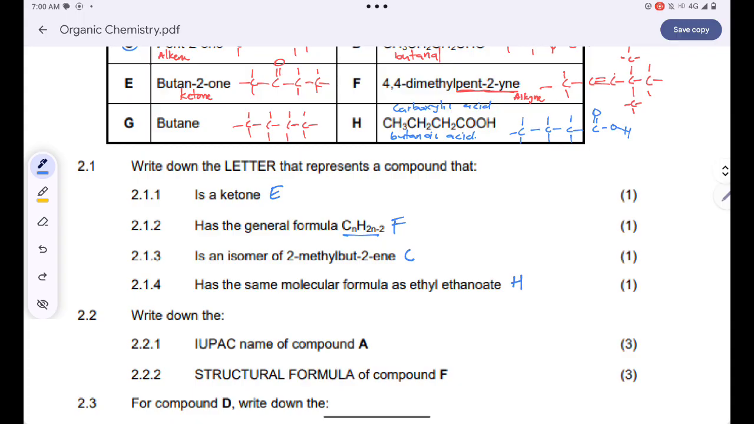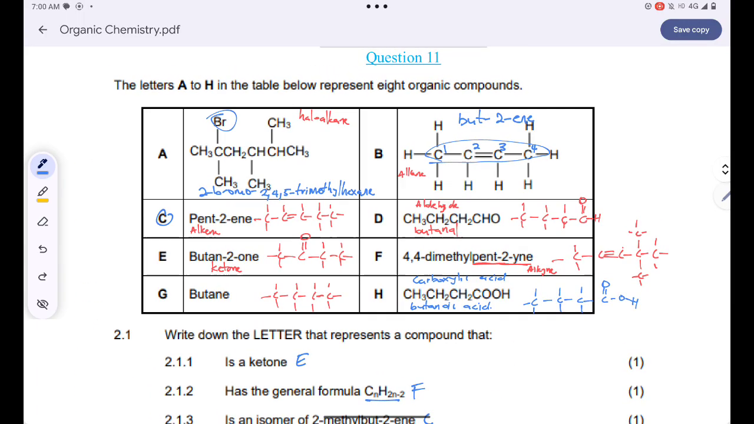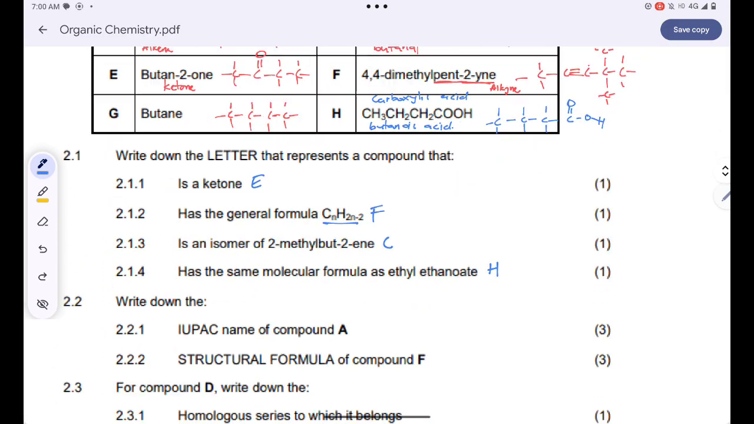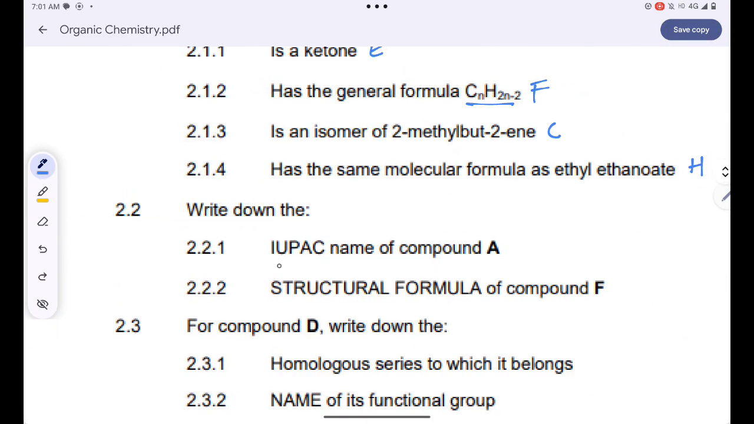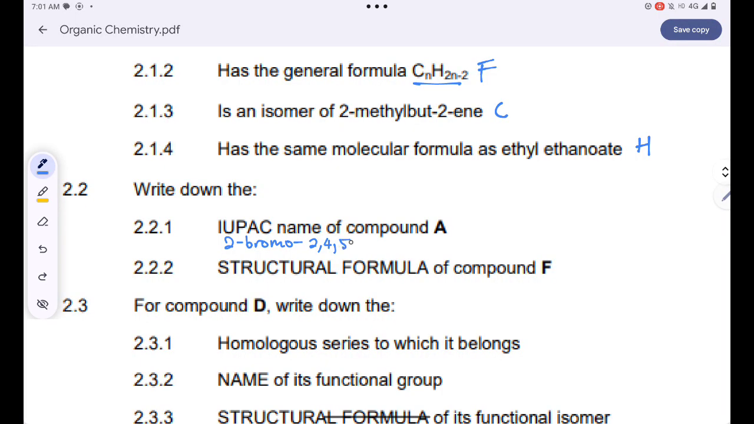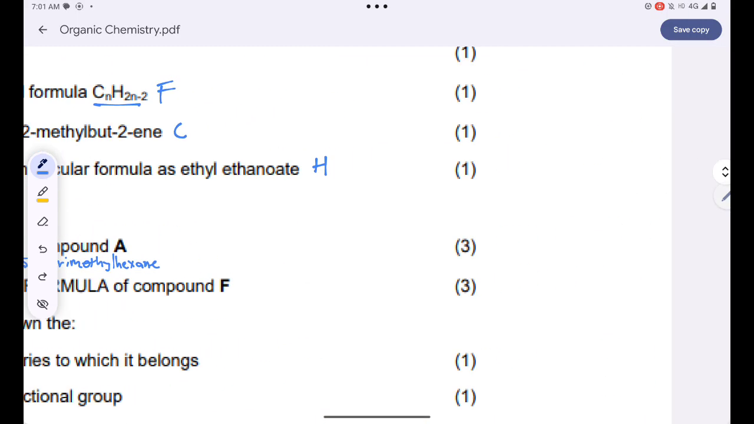2.2.1, we must write down the IUPAC name of compound A. We said it's 2-bromo-2,4,5-trimethylhexane. Okay, now we must write down the structural formula of compound F.